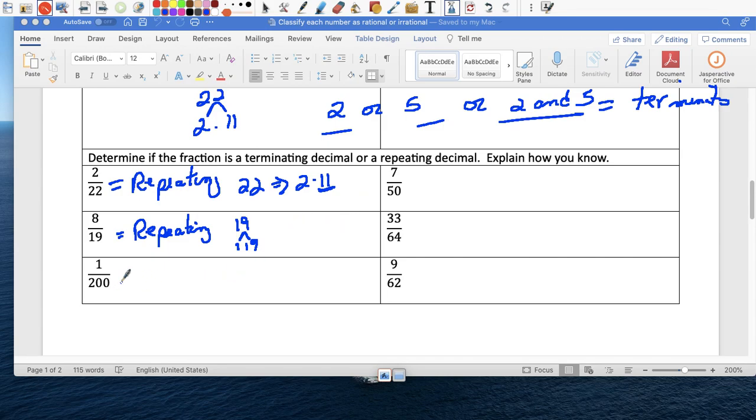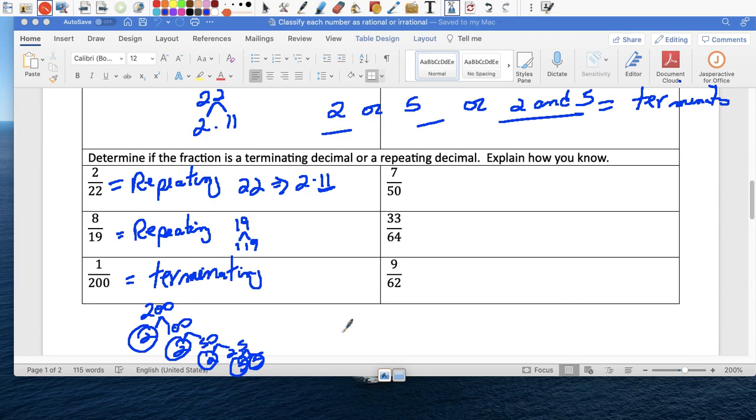1 over 200, well, let's break up 200. 200 is 2 and 100. 100 is 2 and 50. 50 is 2 and 25. And 25 is 5 and 5. So if you broke up 200 into its product of prime numbers, look, it's made up of 2's and 5's. So this is not repeating, this is terminating, as long as it's made up of only 2's, or only 2's and 5's, or just 5's. If you take a calculator and divide 1 by 200, you get this nice pretty decimal, 0.005.